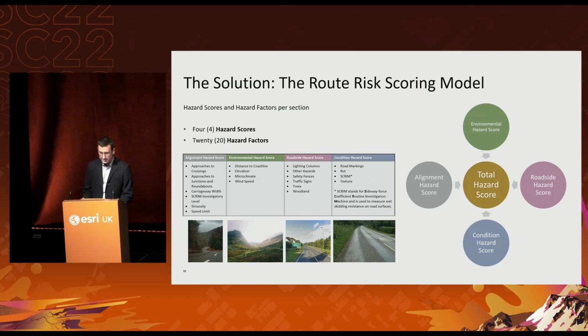Having the newly created sections as the backbone of our solution, we started building our route risk scoring model using 20 hazard factors based on the information collected from Transport Scotland's asset management systems and other open data sources, which were then grouped into 4 hazard scores, namely alignment, environmental, roadside, and condition hazard score. These 4 hazard scores are used to calculate the total hazard score per section.